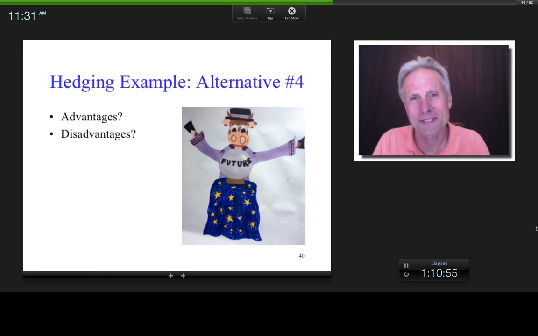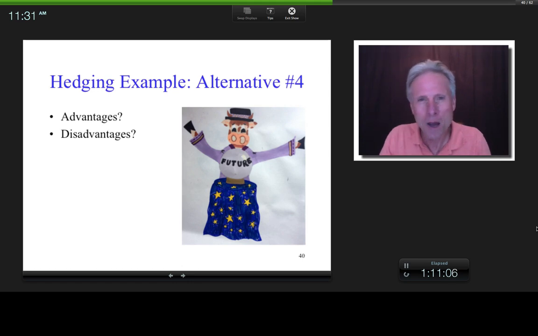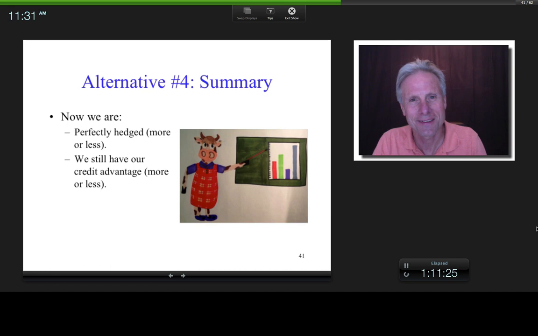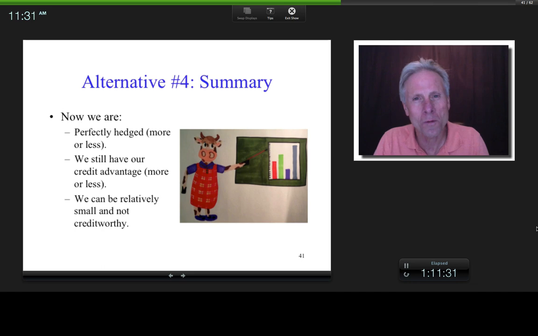And what about creditworthiness? Do you even need to go through a credit check? Well, I don't know this for a fact, but I assume you don't, because you have to put up the margin, right? Presumably the margin is large enough to cover any daily loss that you might have, and they have that mark-to-market system. So if we summarize everything, we're perfectly hedged, more or less. We still have our credit advantage, more or less. And now, relative to forwards, we can be relatively small, and we don't have to be creditworthy.